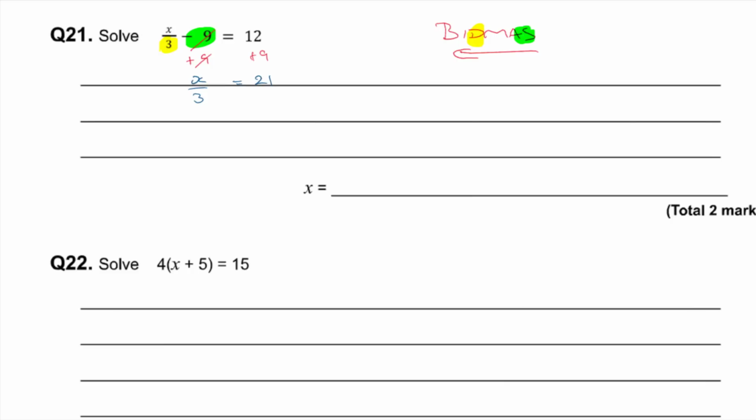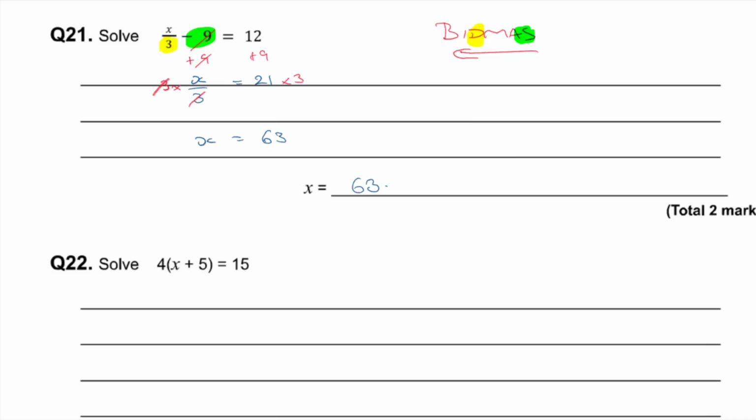And then we're going to deal with the division. So we want to do the opposite of dividing. The opposite of dividing is multiplying. So multiplying both sides by 3. That will cancel with that, leaving me with just the x on the left. 21 times 3, that is 63.